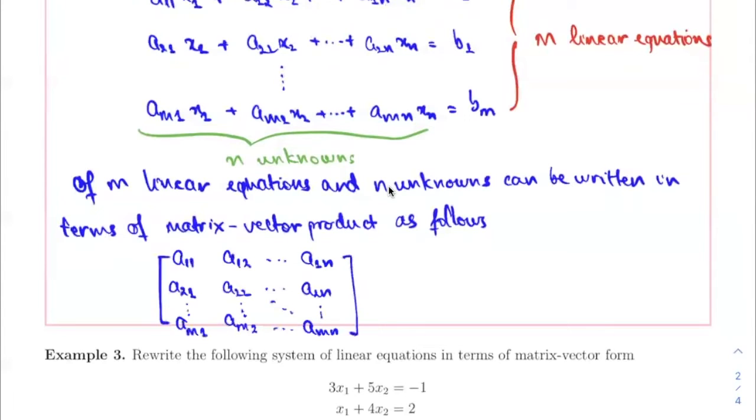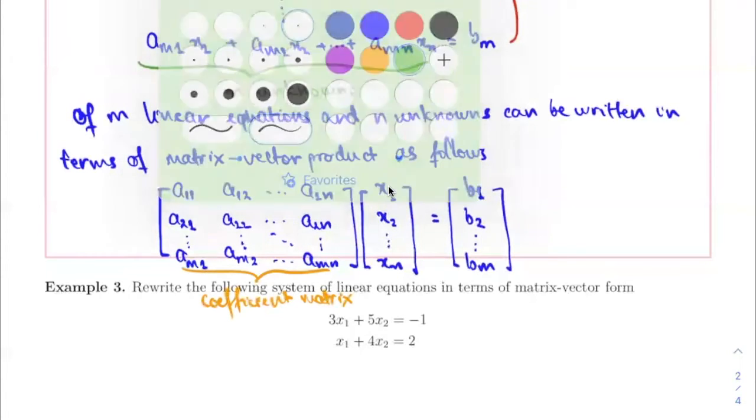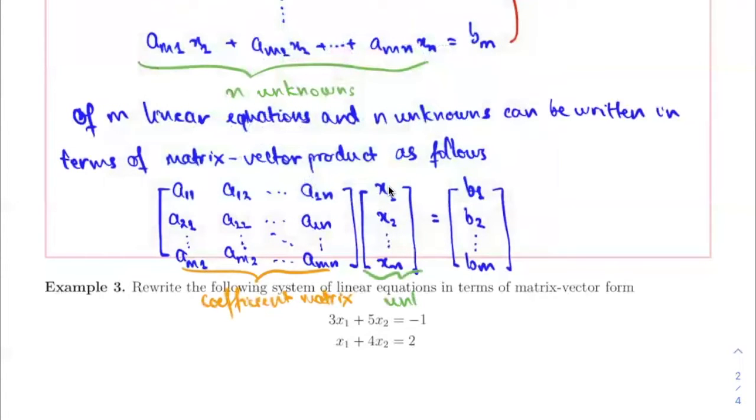So again, this is a coefficient matrix. All the unknowns you put together, and you have a column vector from x1, x2 up to xn. And the right-hand side, the constant vector, is b1, b2 up to bm. This is called the coefficient matrix. This is the unknown vector.